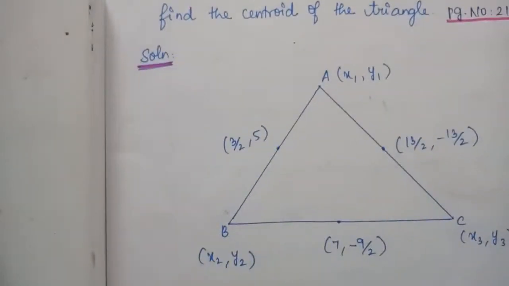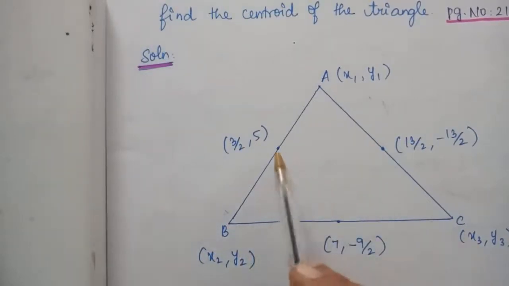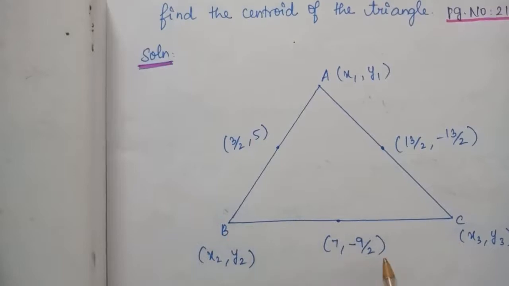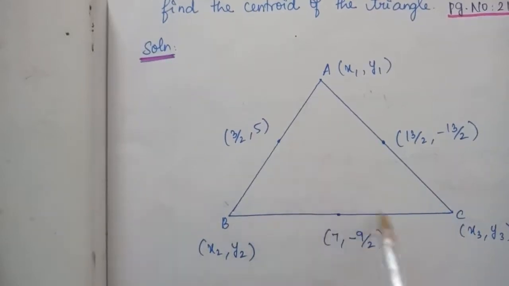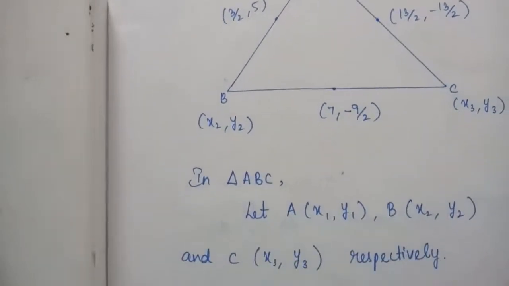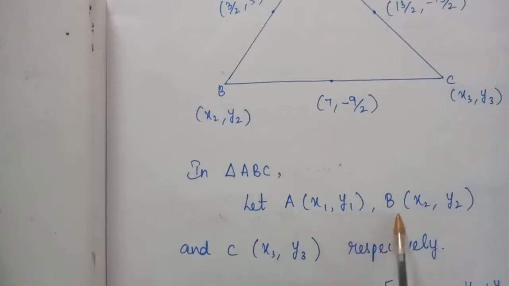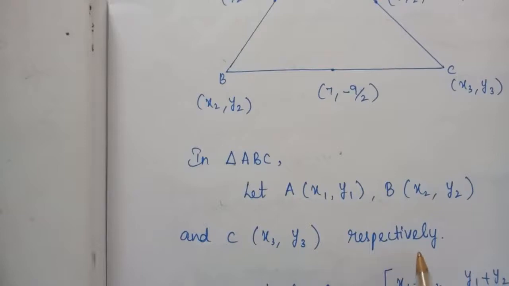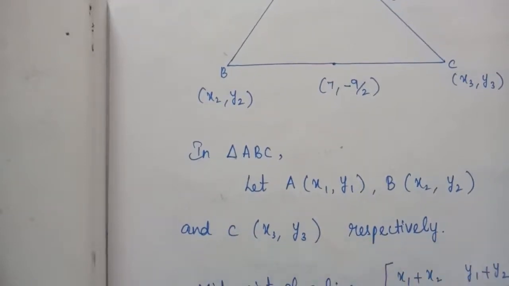So, solution. Here we draw a rough diagram. We don't know the vertices of the triangle; we only know the midpoints. The midpoint of AB is (3 by 2, 5), the midpoint of BC is (7, -9 by 2) and the midpoint of AC is (13 by 2, -13 by 2). In triangle ABC, let A(x1, y1), B(x2, y2) and C(x3, y3) be the vertices of the triangle.